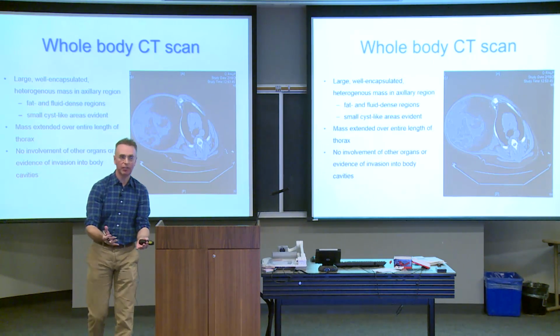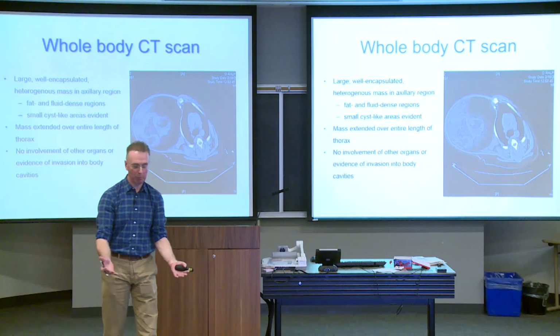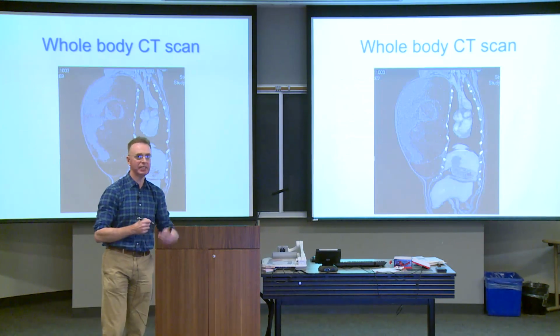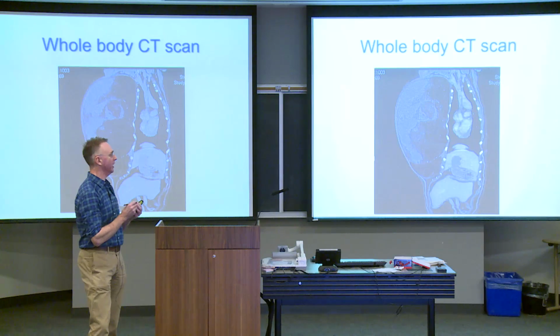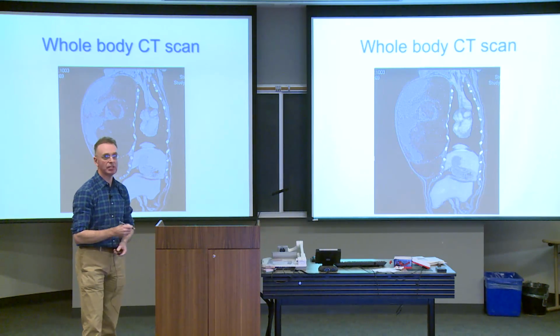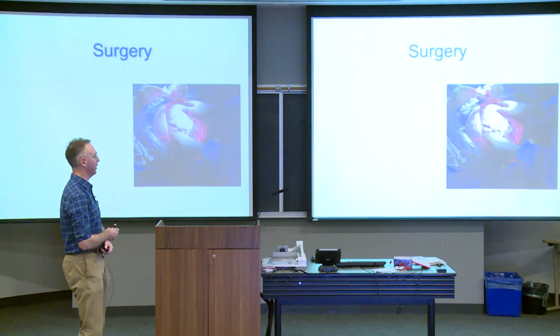The good thing about this dog, it seemed to be very well contained. There was no involvement elsewhere. This is a longitudinal section of that dog. That's the thorax. This is the abdomen. That's the mass. You can see it appears to have a cyst wall, and the surgeons therefore believed it was a good candidate for excision.